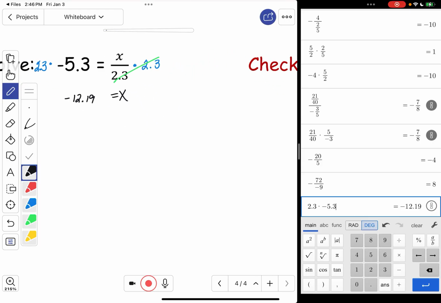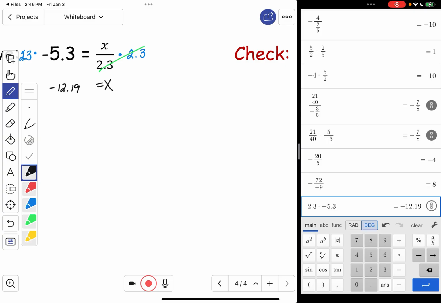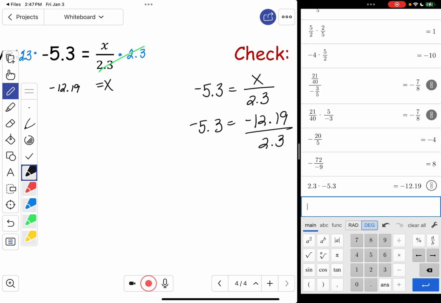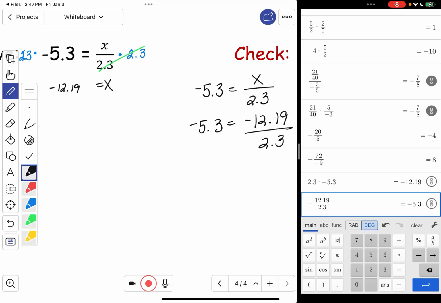So again, we could check our work. We could be checking to see, is negative 5 3/10 equal to x divided by 2 3/10? So when we substitute in negative 12 19/100, I'm simply going to use my calculator for the right-hand side. I'm going to type in negative 12.19 divided by 2.3, and notice I get the same thing, so our answer checks.